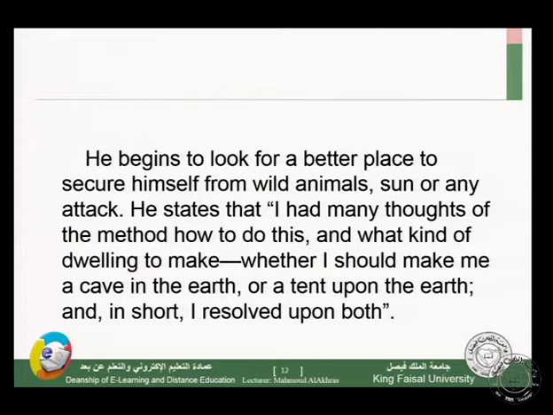So he was in between 2 kinds of shelter. We have a cave in the earth or a tent upon the earth. Underground, we have a cave, and above ground, we have a tent. In short, I resolved upon both. So he wants to make a cave and a shelter above the earth, which is a kind of tent or hut.